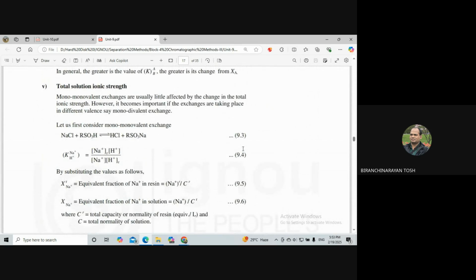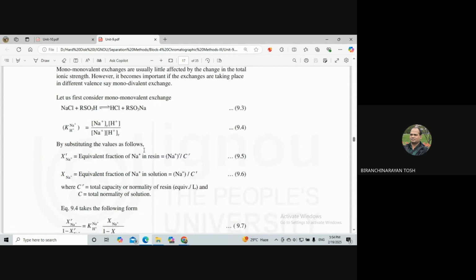The total solution ionic strength. Monovalent exchanges are usually little affected by the change in the total ionic strength. However, it becomes important if the exchanges are taking place between different valences, say mono-divalent exchange. Let us first consider monovalent exchange.